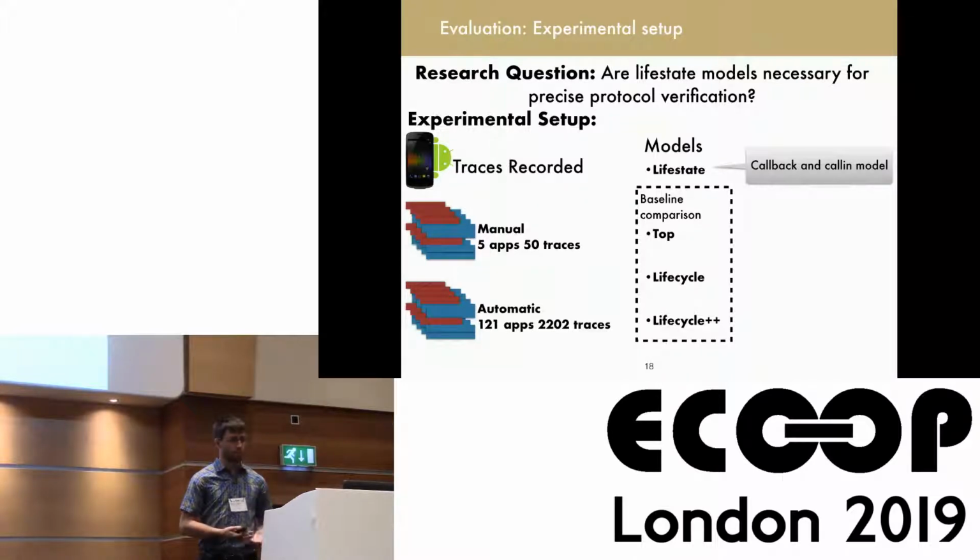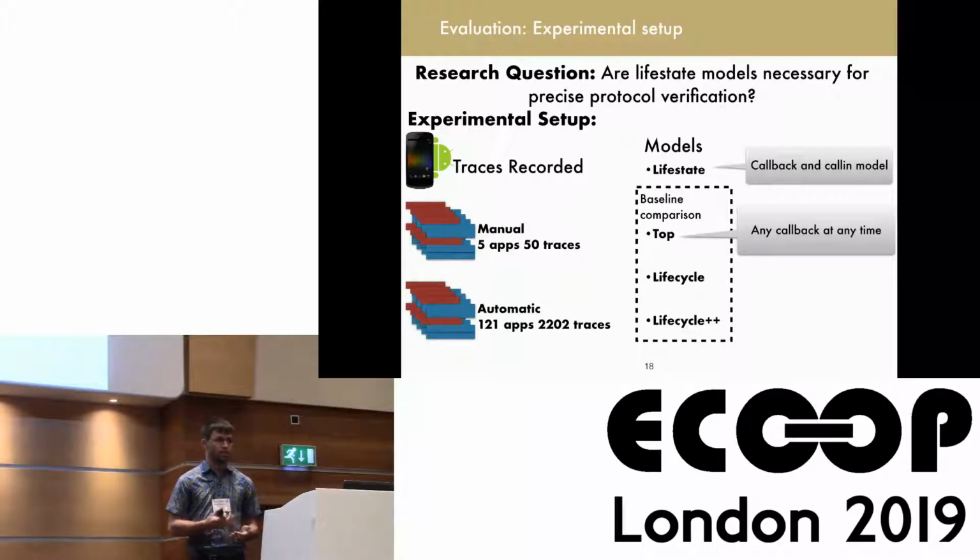We compare 4 different models. First is Lifestate, which is our hand-developed model that was validated on all of these traces as we went through and created it. Then we have a top model, which is any callback at any time. This allows us to see the effect of not having any ordering constraints on the model at all.